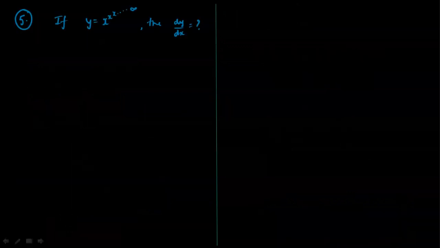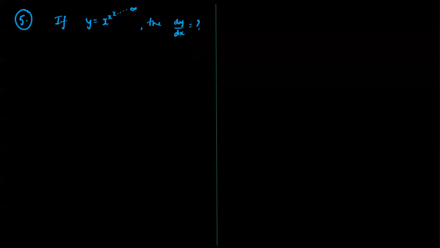I will take one more question, the last one. Right here, I think I have taken square root of x plus square root of x until infinity. This is a similar question as well. Here, y is given as x raised to the power of x, raised to the power of x, raised to the power of x until infinity. We have to find out the value of dy by dx.